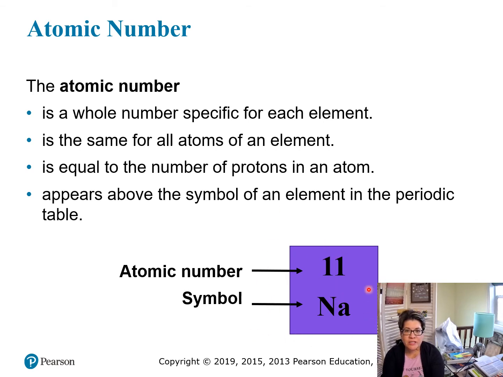In this little periodic table block, you will see the symbol, you'll often see the name, and then you'll often see two numbers. This is only showing one of the numbers. This is the whole number, and it's also the lower number of the two. And this is known as the atomic number. This actually tells you how many protons there are in this atom. So sodium, Na, will always have 11 protons.